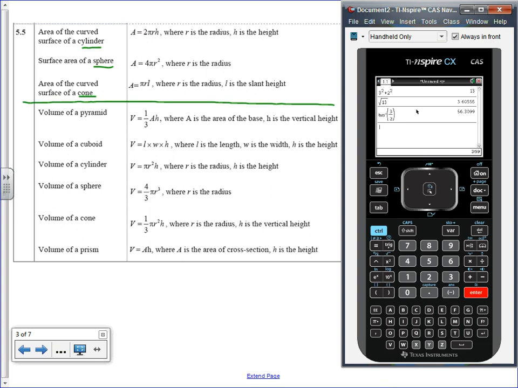So they expect you to know how to get the area of a triangle and the area of a rectangle, and then put those pieces together if you have a shape with those on the side. So hopefully we'll get to an example that has one of those so you can see what I'm talking about.